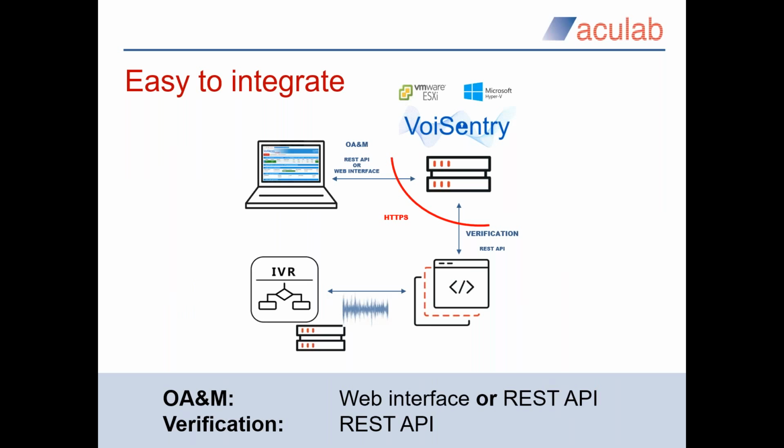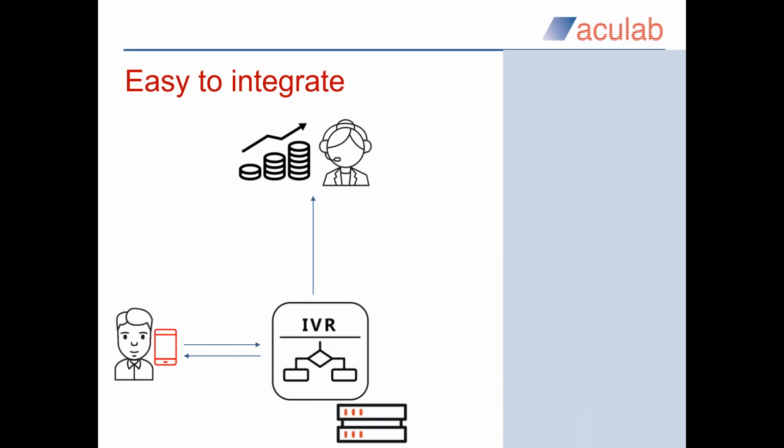Once installed, VoiceSentry can either be configured via a web interface or REST API. The administrative REST interface enables you to easily integrate the management of VoiceSentry nodes into third-party administrative applications, and the verification features of VoiceSentry are also provided via a REST API. This means that you can easily add voice biometric features into your current solution using the programming language of your choice. So let's look at an example of how VoiceSentry can be integrated into your existing solution.